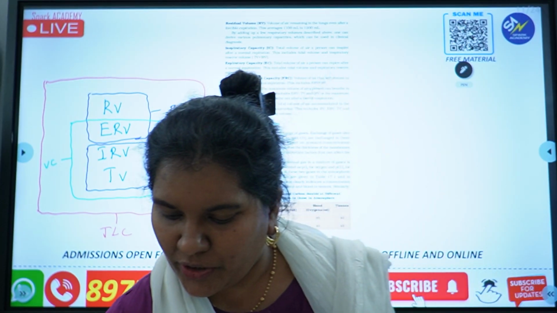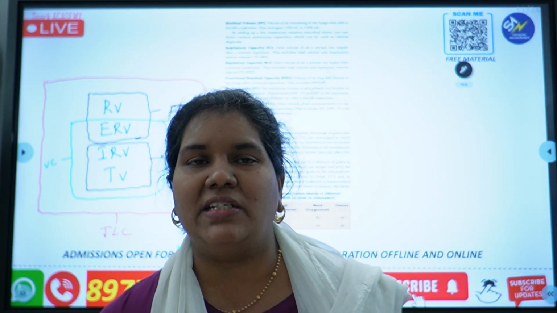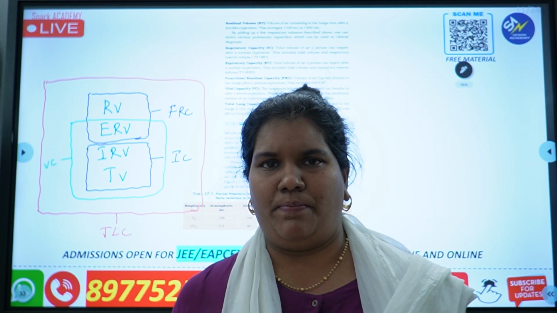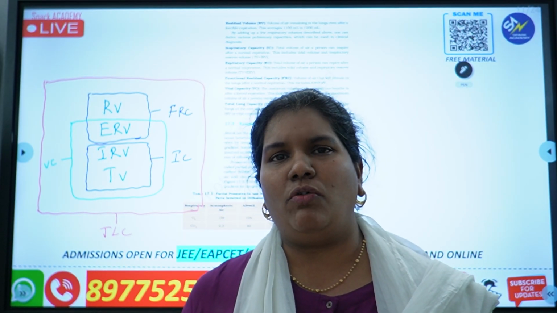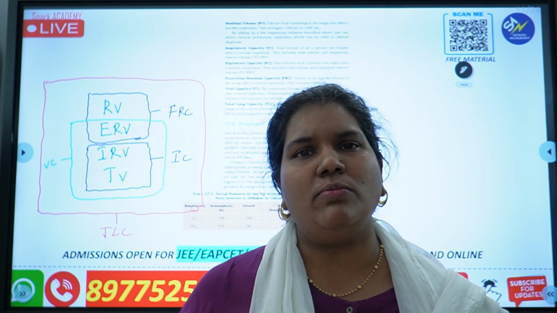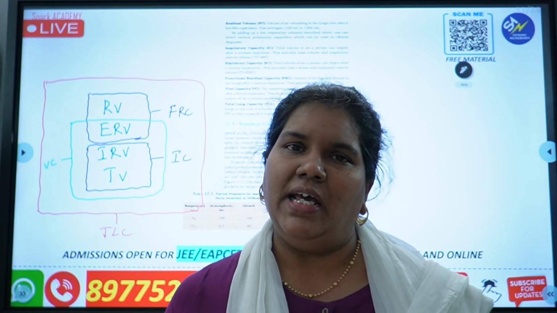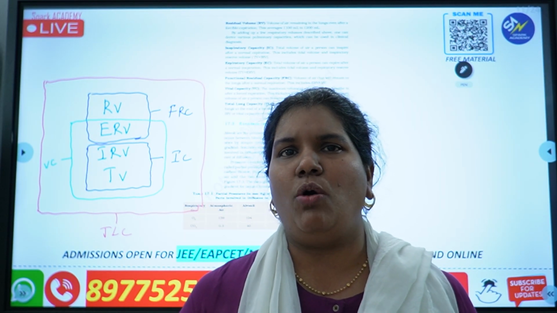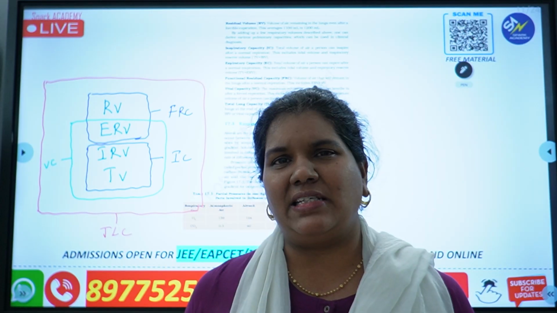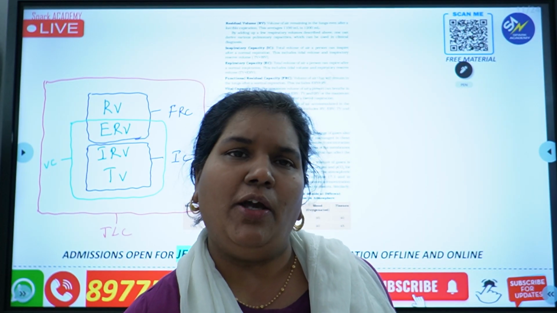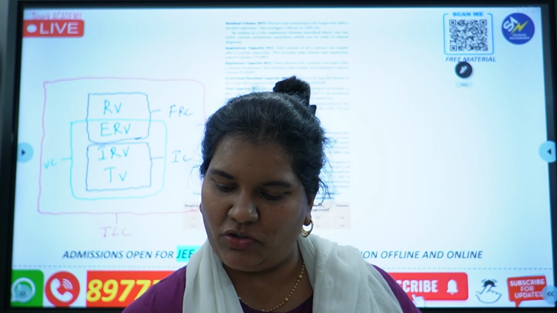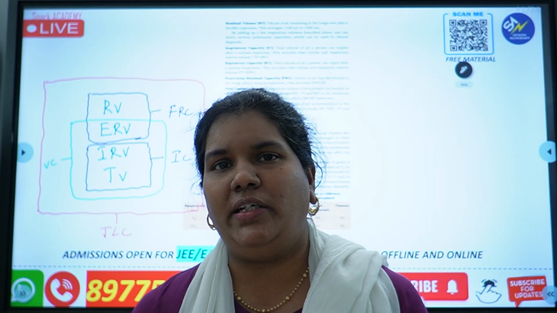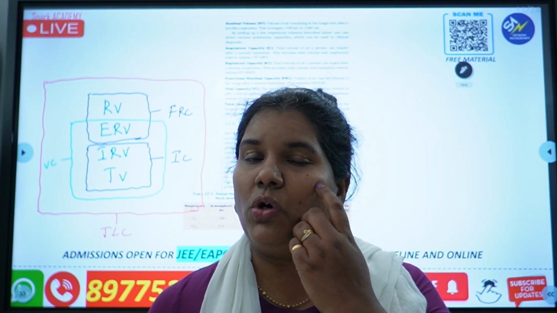Not only that, these respiratory volumes and capacities will help a doctor to diagnose and monitor certain lung diseases like asthma, whether the lungs are performing well or not, by checking the volumes and capacities of a person's lungs. Whether he is suffering with asthma, how well they are working, or if he has a certain kind of lung infection, those can be monitored. Or even COPD, chronic obstructive pulmonary disease, can also be monitored and detected if we find out these volumes and capacities.